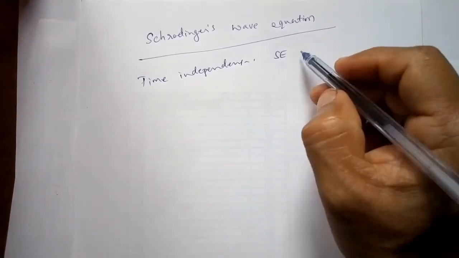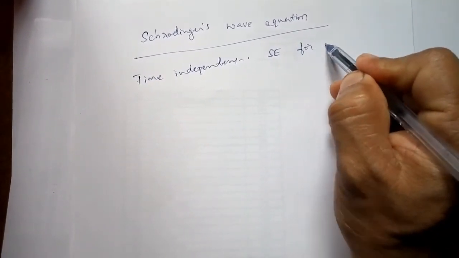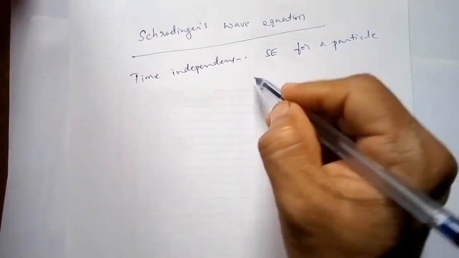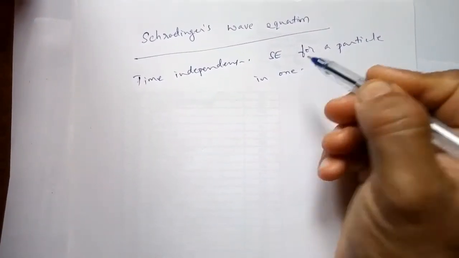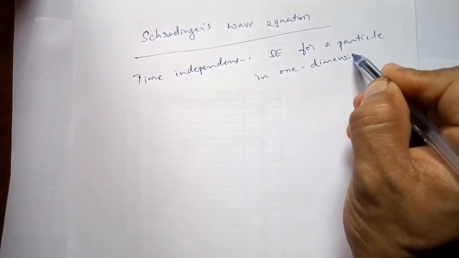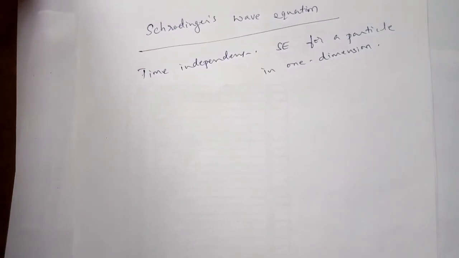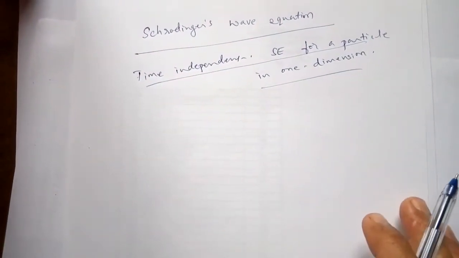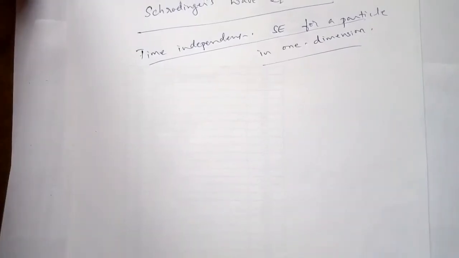Time independent Schrodinger equation for a particle, that's very important, in one dimension. So we start with one dimension, later of course we can extend to 3 dimensions. So let us see how exactly the Schrodinger equation for a particle in one dimension is obtained.